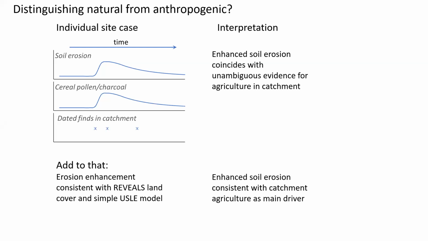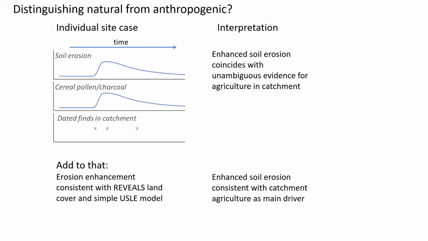So what do we know from that? Well, we have unambiguous evidence of agriculture in the catchment, and we know that that's associated with enhanced soil erosion. But is that proof of cause? Well, if we add to that some modelling work, in other words, if we can show that a modelled land cover and a simple model of erosion suggest that the expected human driver could indeed lead to that sort of change in erosion, then we're reasonably confident that enhanced soil erosion is consistent with catchment agriculture as the main driver. And I suspect that's as close as we're ever going to get to proof.